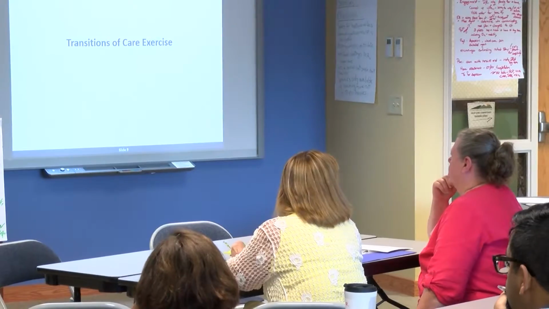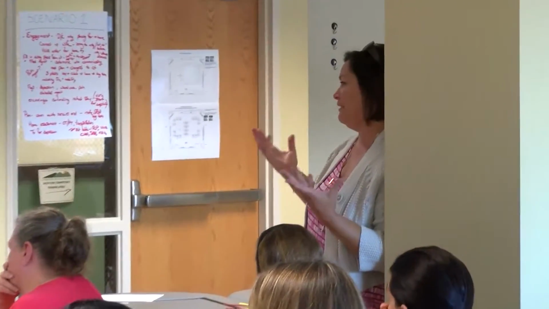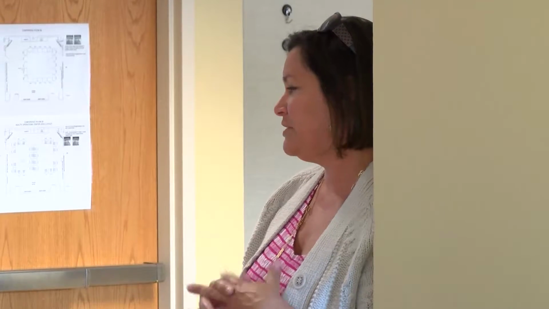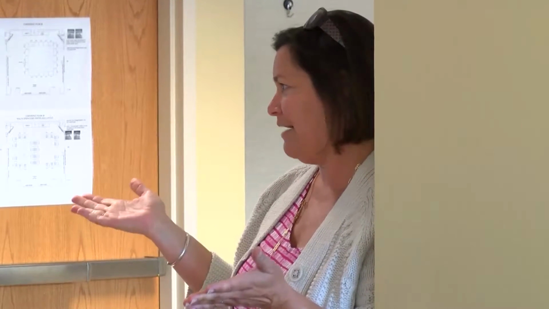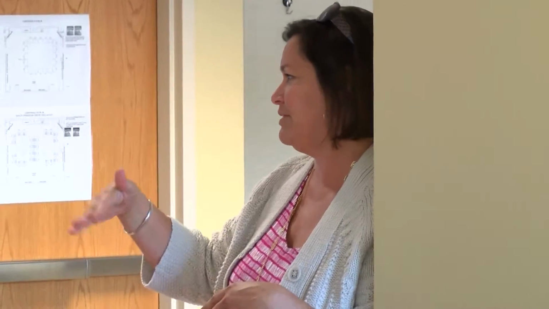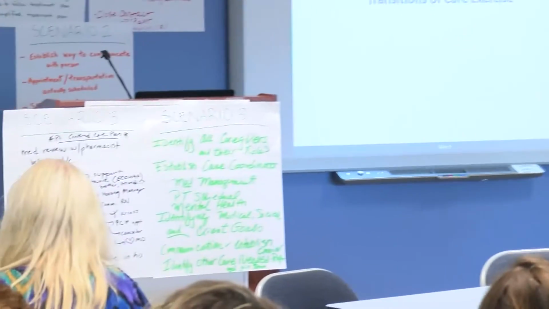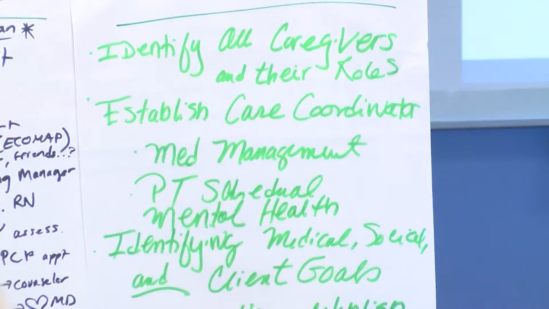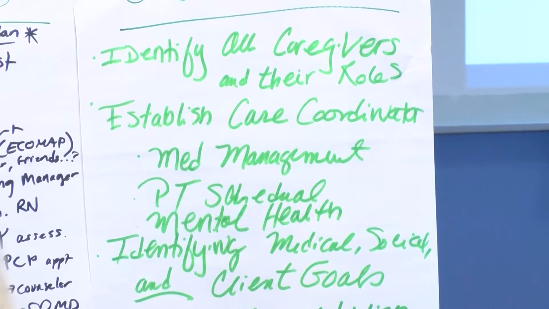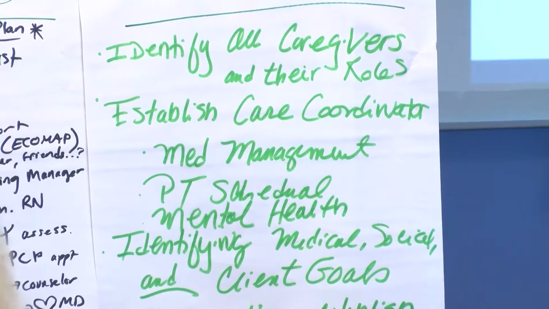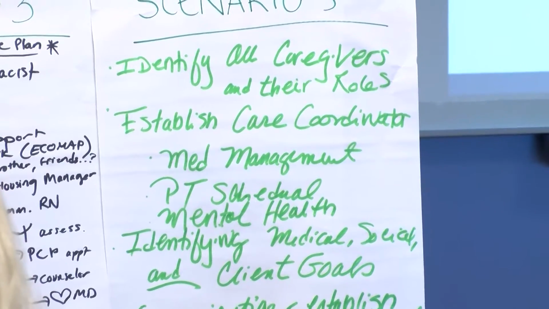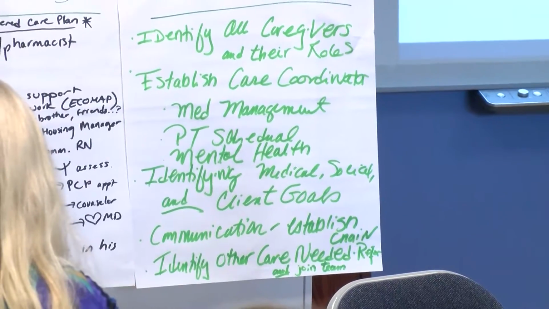We talked a lot about the first piece being really finding out information about him and identifying caregivers and their roles. We didn't really know, is he getting services from the VA? It sounds like there could be so many different players in there. Right. So the first thing would be to identify caregivers and their roles. Obviously, we have to establish a care coordinator to address all the issues that we talked about: med management, PT, mental health, identifying medical, social, and client goals. What does this patient want to achieve? Sometimes people just want to reduce treatment. He doesn't want to do cardiac rehab. What are his goals? Communication, a clear chain of communication, and I think that's it. I think everything else was touched on by the other group.